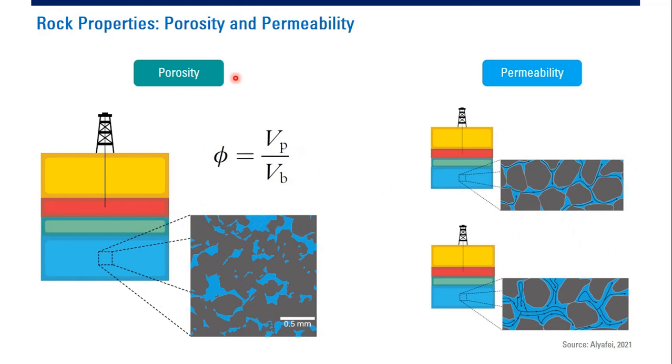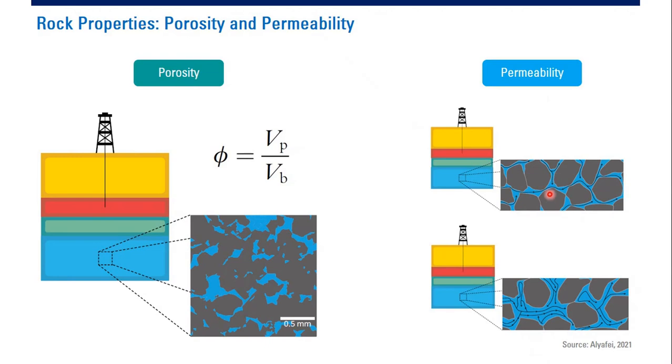The main properties for the rock are porosity and permeability. Of course, you already understand this from the reservoir engineering lecture, but it's okay to refresh so that we can understand it better. Porosity: we have space in the rock, and the volume of the pores divided by the bulk volume, we call it porosity.